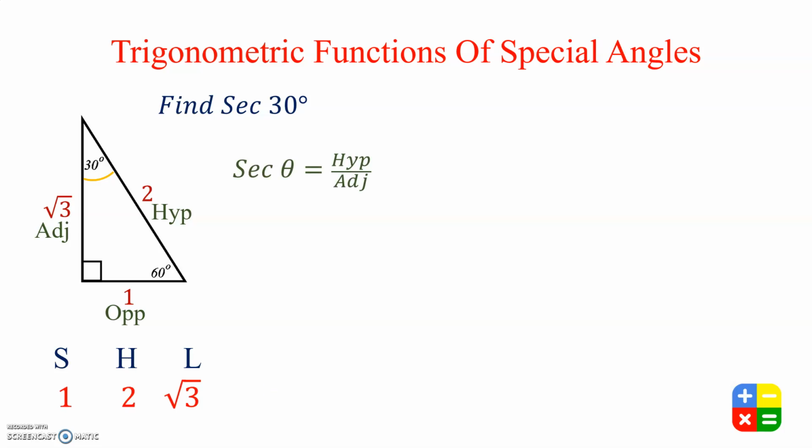So using our resource, secant of any theta is the hypotenuse over the adjacent. Well, we can see in our figure that the hypotenuse from our angle is 2, and the adjacent is radical 3. So therefore, secant of 30 degrees is simply 2 over radical 3. But because the radical is in the denominator, this needs to be simplified.